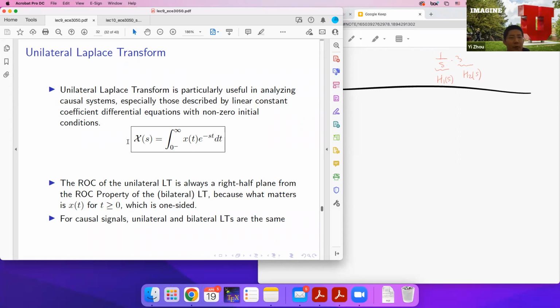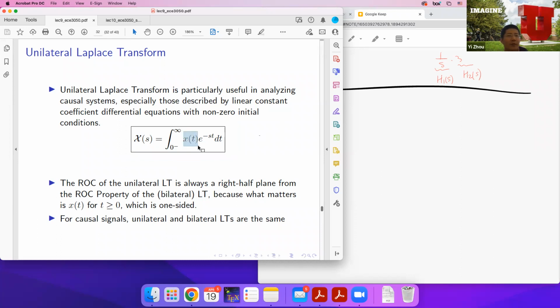Later we will see there are multiple motivations for introducing this Laplace transform. One is that this type of Laplace transform is sensitive to the initial conditions. So we can use it to solve partial differential equations with some given initial boundary conditions.